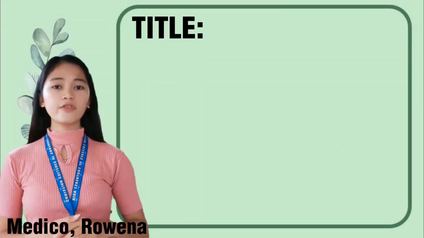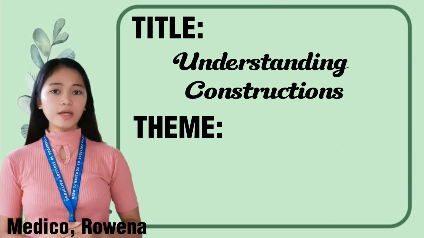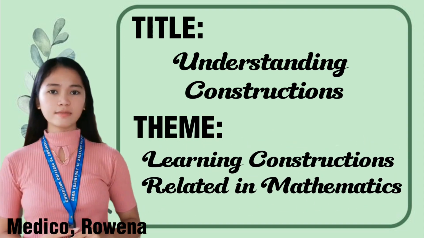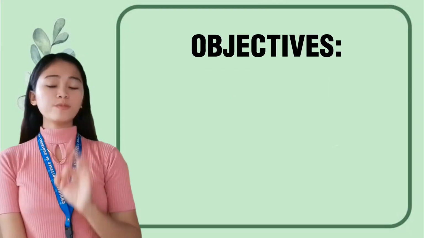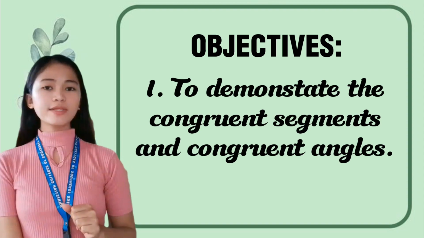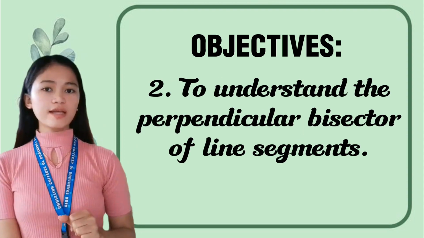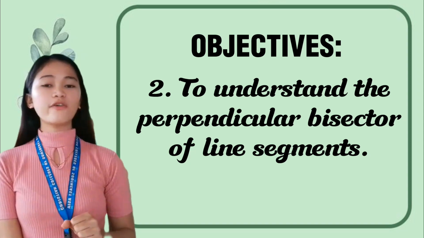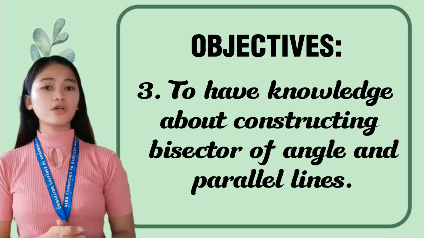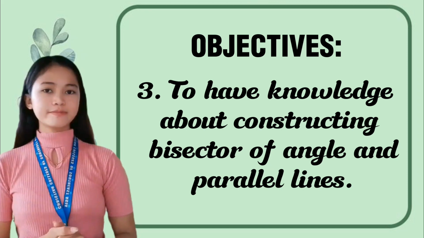The title of this topic is Understanding Constructions, while the theme is Learning Constructions Related in Mathematics. There are three objectives of this topic. First is to demonstrate the congruent segments and congruent angles. Second is to understand the perpendicular bisector of line segments. And lastly is to have knowledge about constructing a bisector of angle and parallel lines.